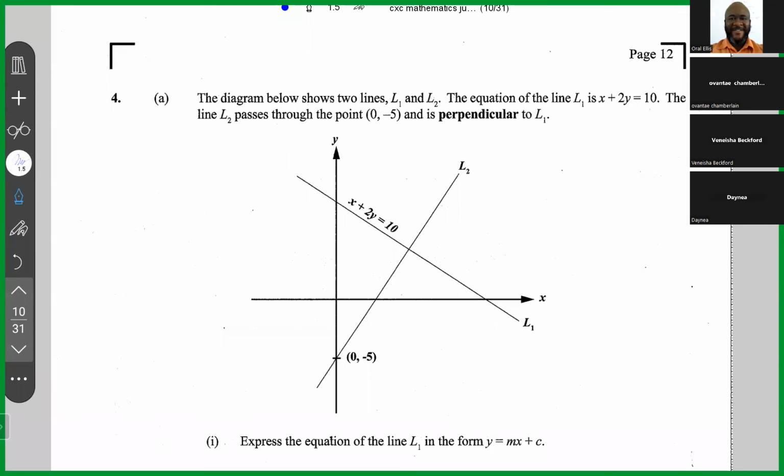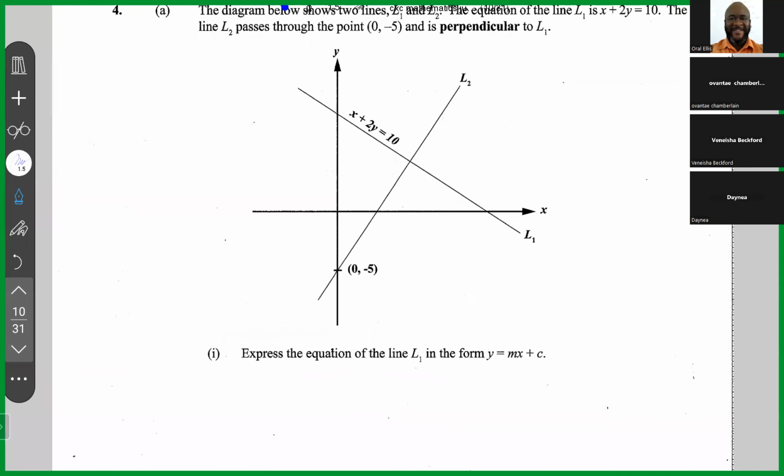All right, question number 4A says the diagram below shows two lines, L1 and L2. The equation of L1 is x plus 2y is equal to 10. The line L2 passes through the point (0, minus 5) and is perpendicular to L1.